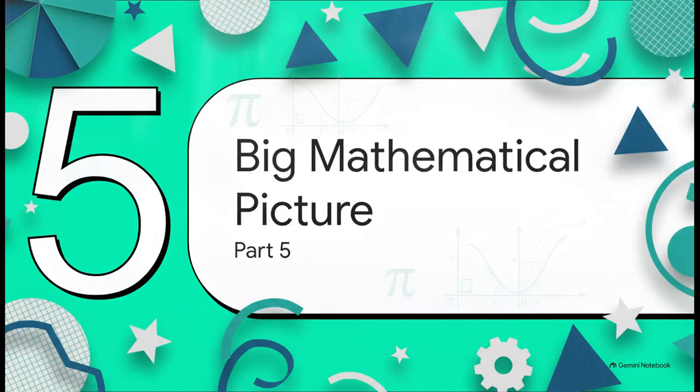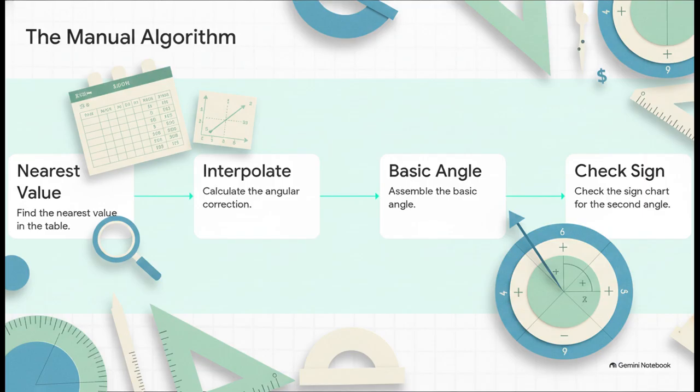And finally, Section 5, the big mathematical picture. Let's zoom way out and look at the whole manual process we've uncovered today. Step 1, you take your clue and find the nearest table value. Step 2, you calculate the tabular difference and interpolate to find your exact angular correction. Step 3, you assemble your basic angle. And Step 4, you check the sine chart to find your second angle hidden elsewhere on the unit circle. It is a brilliant, entirely manual algorithm.